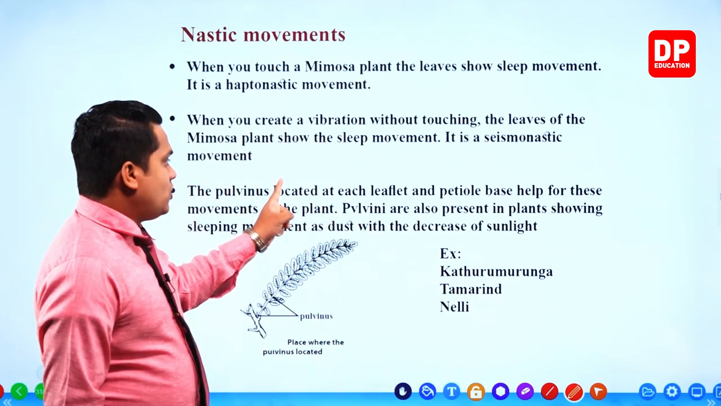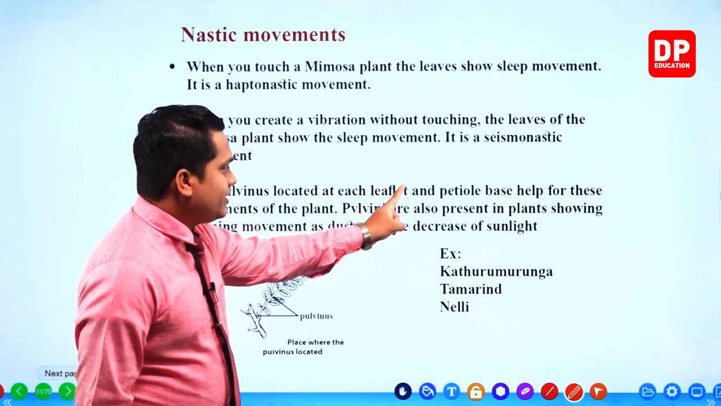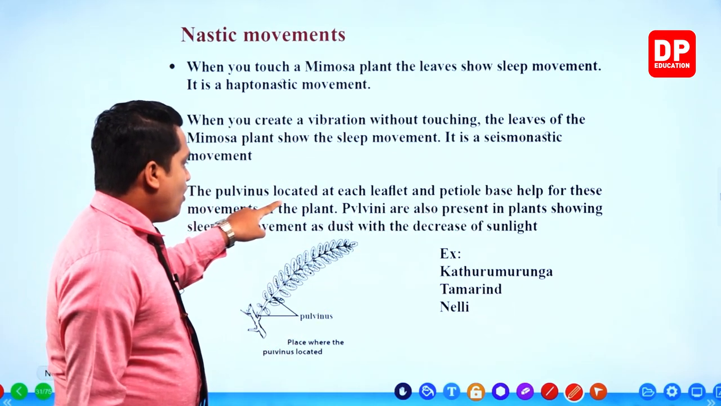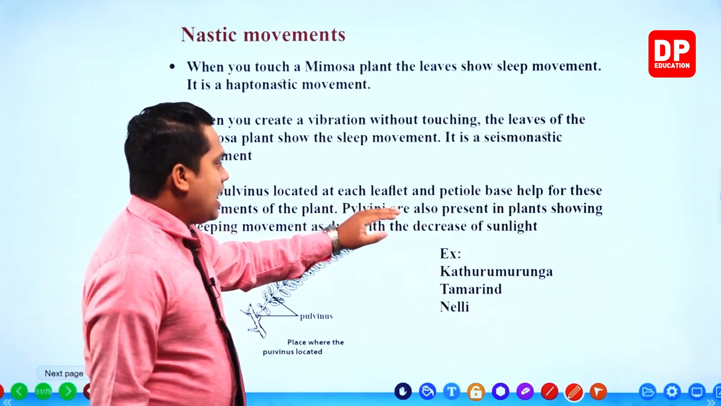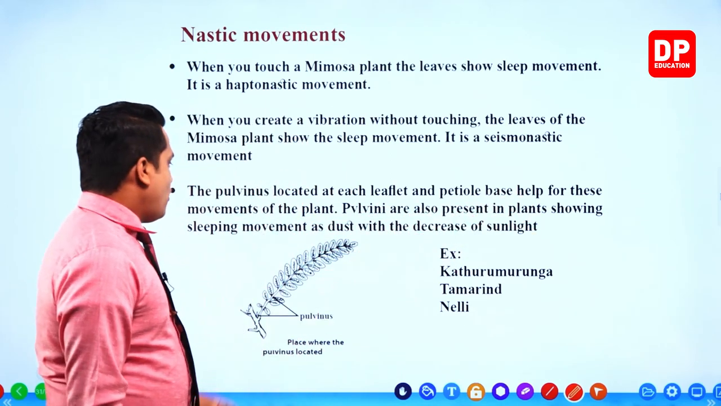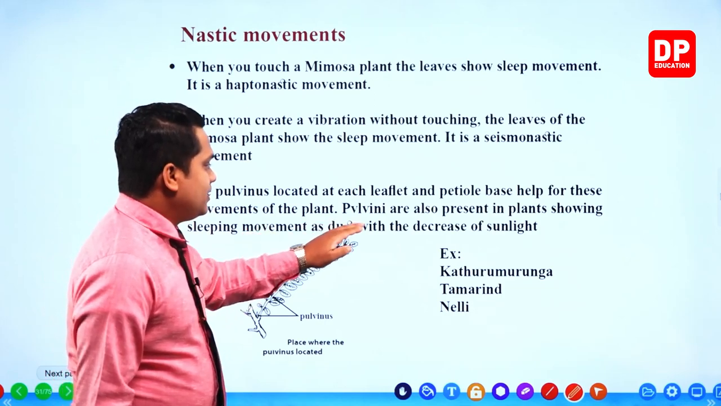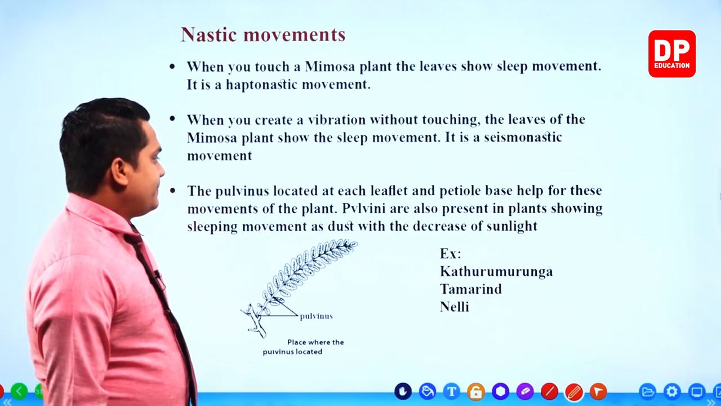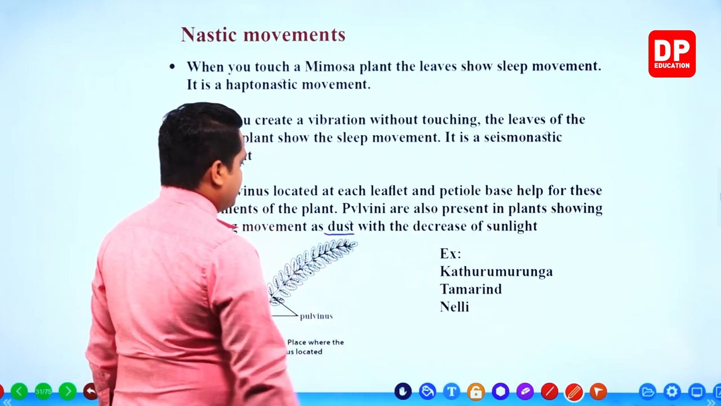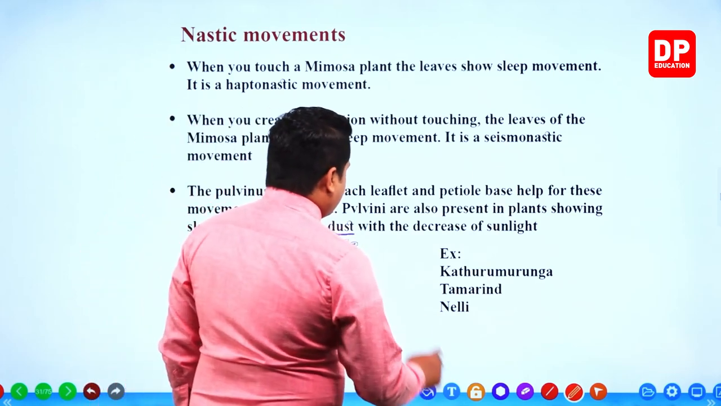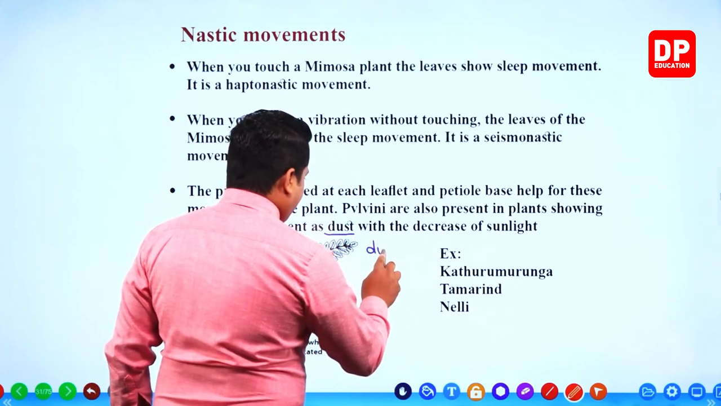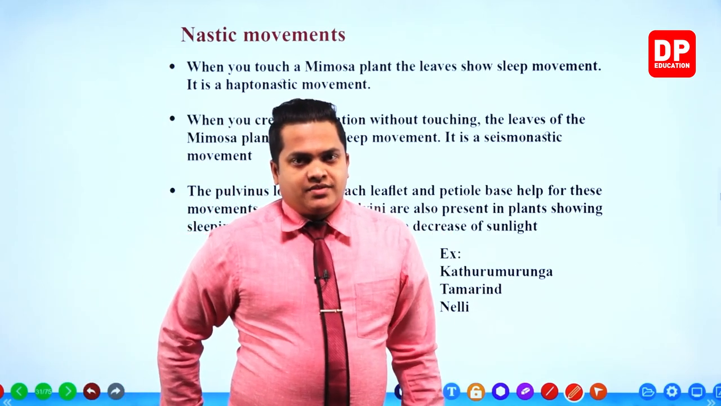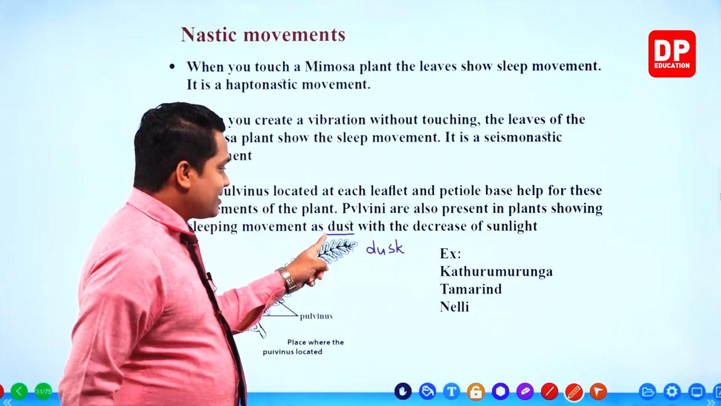The pulvinus located at each leaflet and the petiole base help for these movements of the plant. Pulvini are also present in plants showing sleep movement at dusk with the decrease of sunlight. Actually, here it is given as dust, but it should be dusk. Right, so within the textbook also there is a mistake, my dear children. Here it should be dusk, not dust.